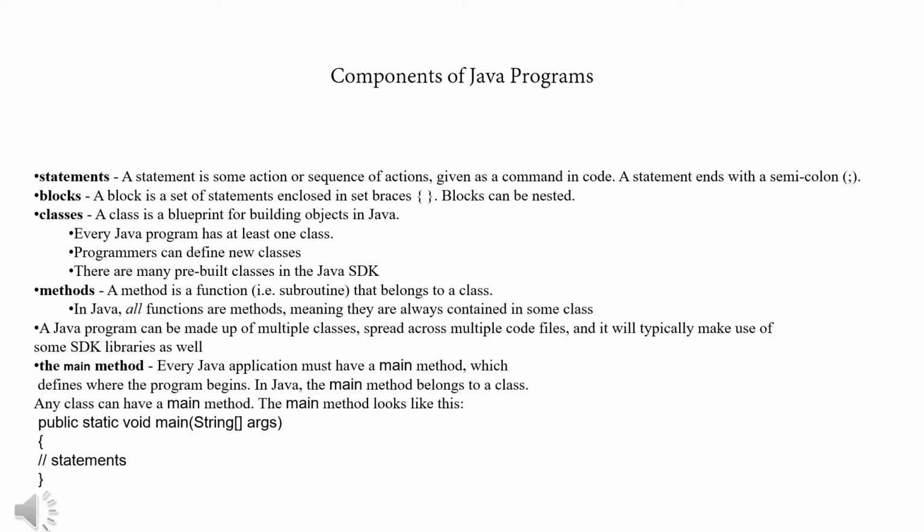And finally, we have the main method. Each Java program needs to have a main method. Inside the main method, you will create instances of classes. You will call the methods of those classes. The main part of your program will be inside your main method. You create a main method with public static void main string args, and then inside the braces you will have the statements.